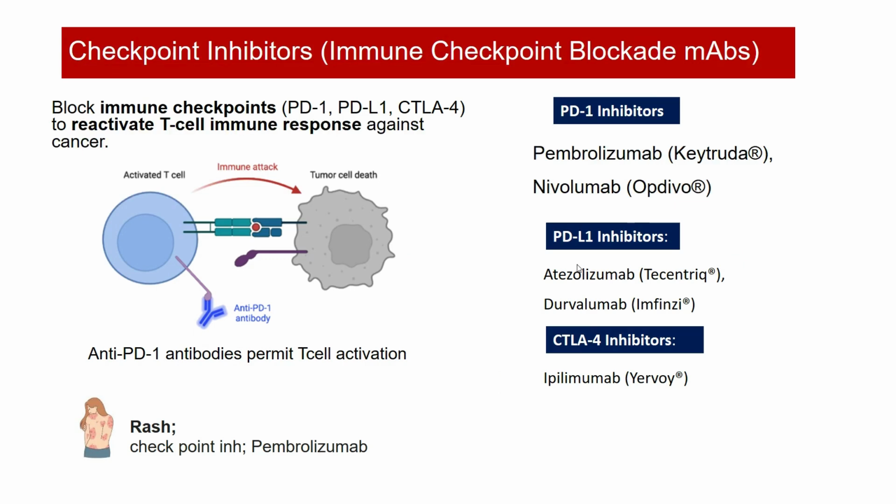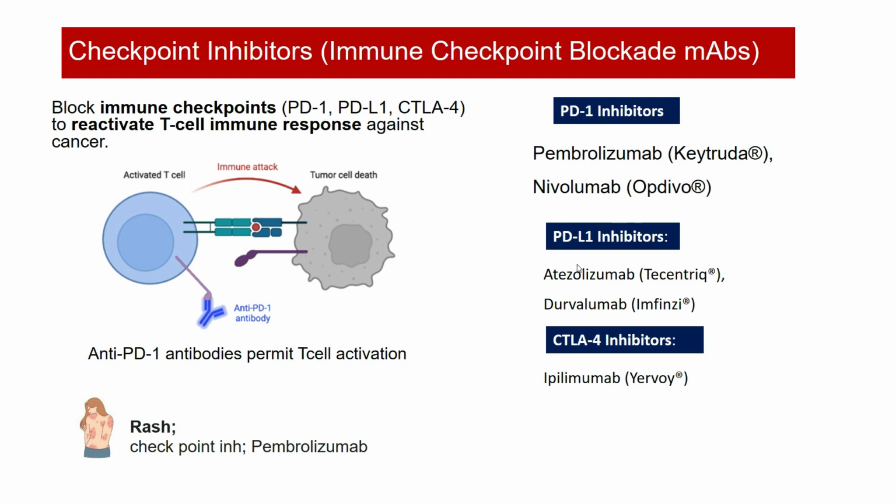Next ones are called checkpoint inhibitors. It is a very popular class of drugs. What is that exactly? In the cell cycle, there are different stages, and before going from one stage to the next, there are checkpoints. They make sure that cell growth is happening properly. So these drugs block the checkpoints.